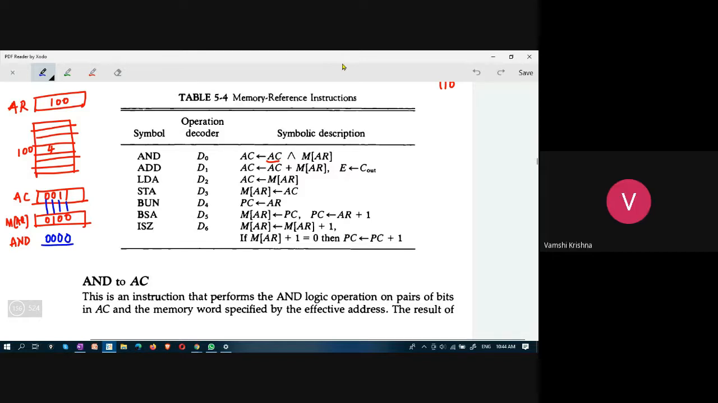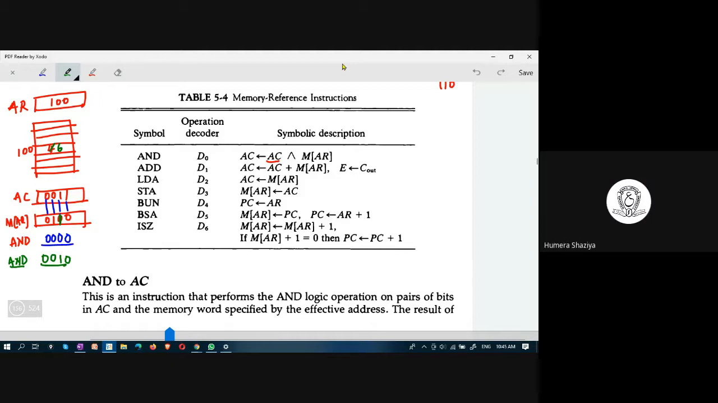Consider that our number is not 4 but 6. If it is 6, it means 0, 1, 1, 0. What will be our AND operation result? 1, 1 is 1, 0, 1 is 0, and 0, 0 is 0. So this is the result of the AND operation between AC and M of AR. Did you understand this?